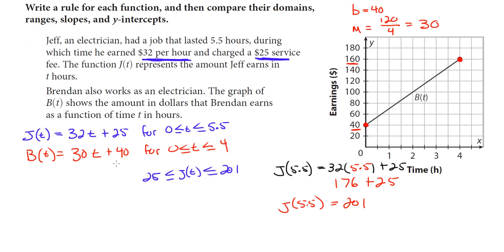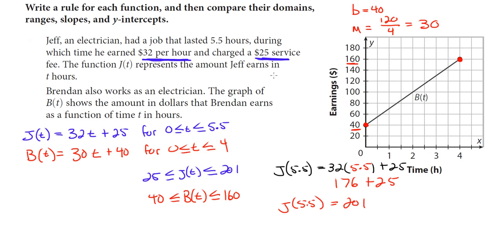And we can get Brendan's range by simply looking at the graph. We see his low output is 40 and his high output is 160. So we have all real numbers such that B of t is greater than or equal to 40 and less than or equal to 160. And again, the reason why Jeff's low output value is 25 is because he is charging that service fee before he even starts working. And the same thing for Brendan. He's charging a service fee of $40 before he even starts working. That's why that is his low output value.